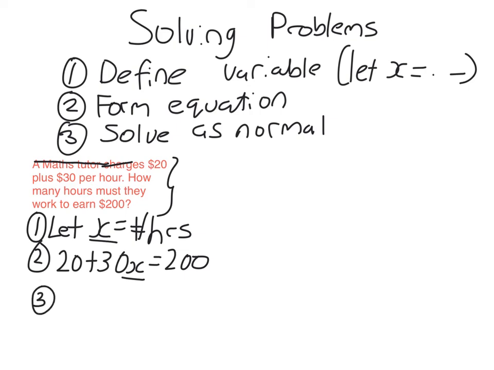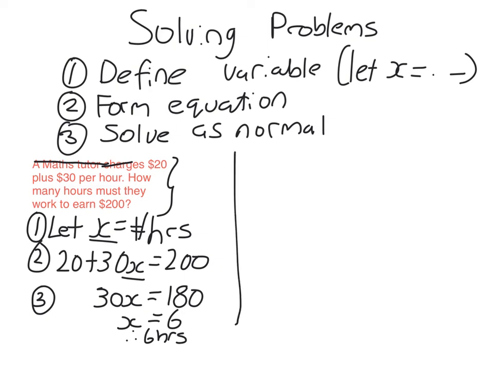Now solving it, you know how to do that. So I'm going to subtract 20 from each side. And then I'm going to divide each side by 30. I get x equals 6. So therefore this person has to work 6 hours in order to earn $200.